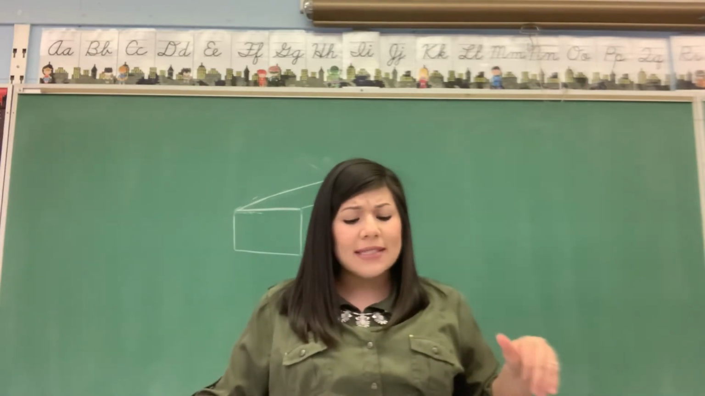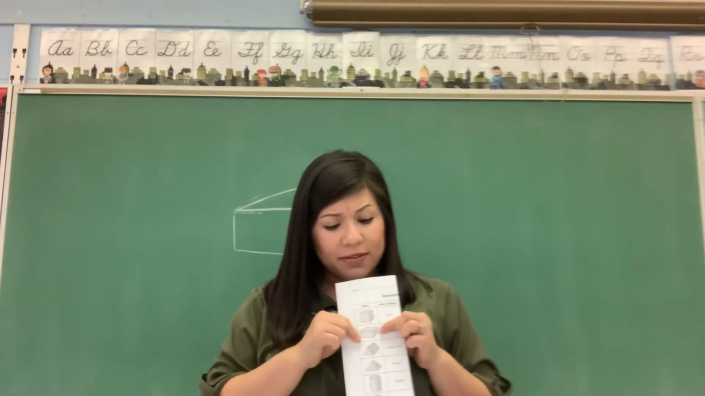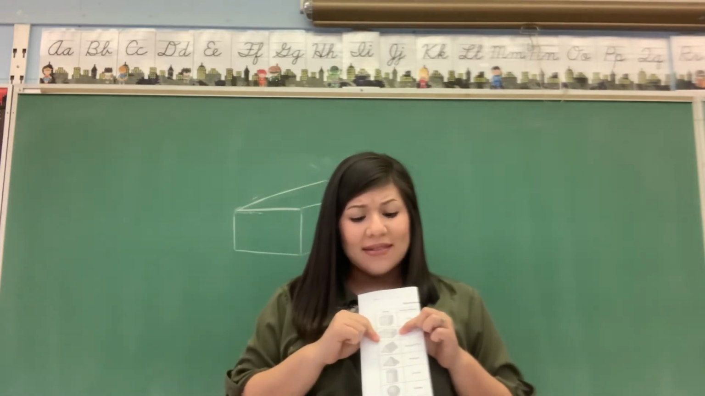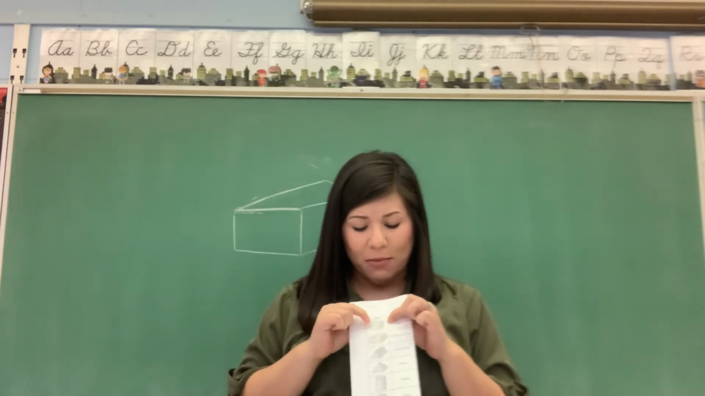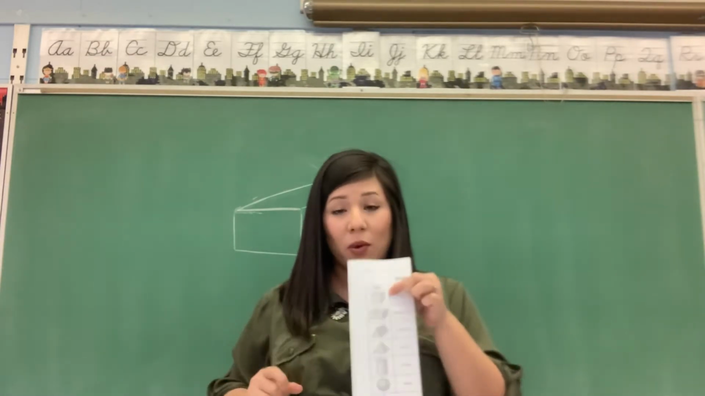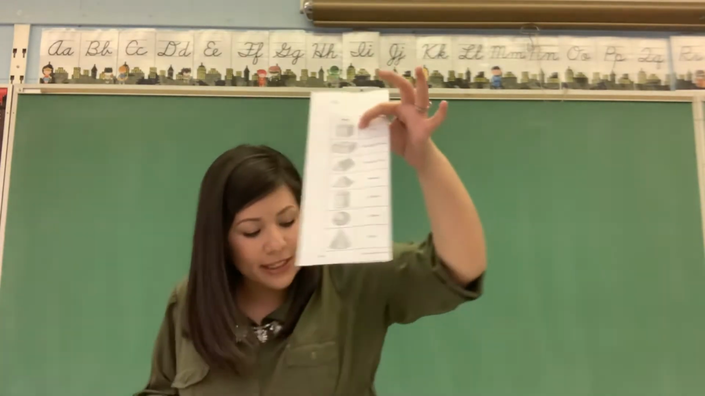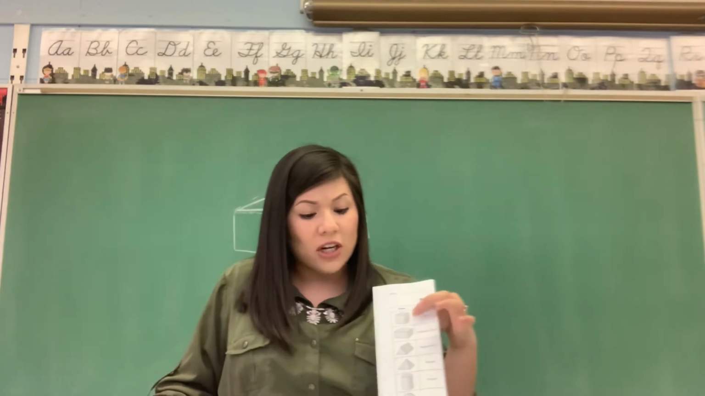Now, how many faces does a box have? A box. How many faces does a box have? Okay, it actually has 6 faces. If I'm looking at this box here, it has 1, 2, 3, 4, 5, and 6, the one in the back. I don't know if you can see that, but I'm going to try to zoom in here. It has 6 faces.